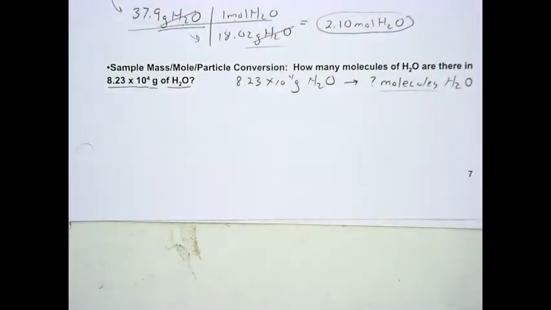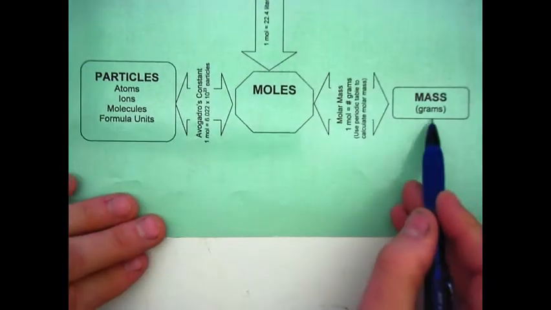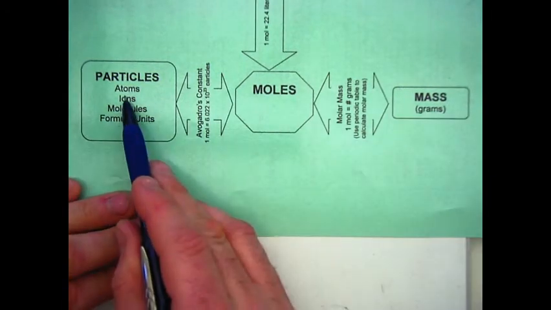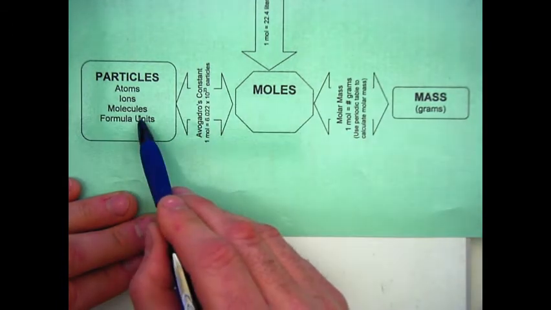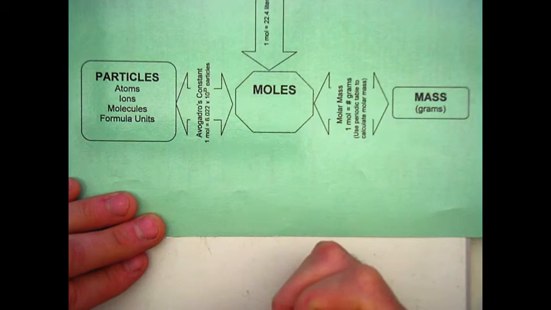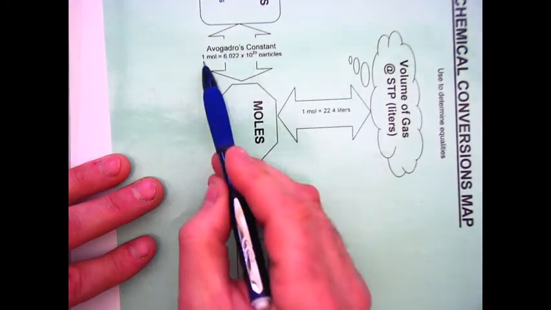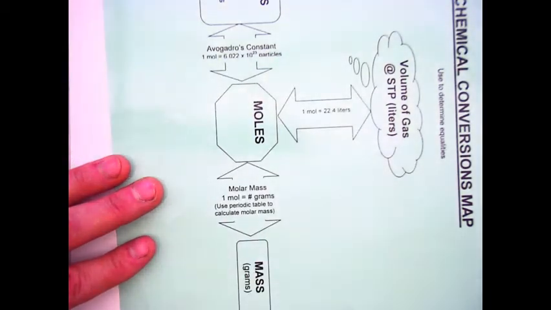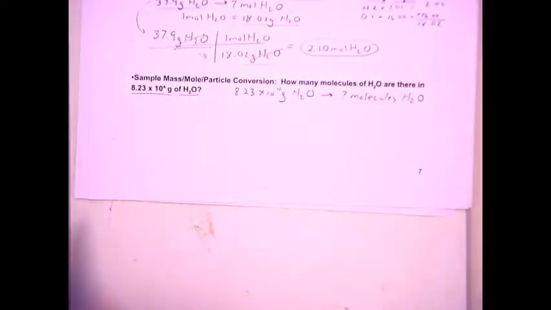Now we use our handy-dandy chemical conversion chart. This time, since our starting point is mass, but our end point is particles, remember molecules is a type of particles, we have to jump over 2 bridges, which means we will need 2 equalities. The first is the molar mass of water, which we calculated in the last sample. And the second is Avogadro's constant, which once again is 1 mole of the substance is equal to 6.022 times 10 to the 23rd particles.